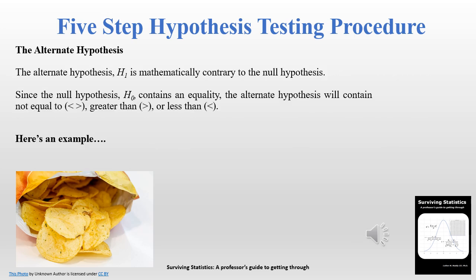We designate the null hypothesis with H sub 0, and the alternate hypothesis we designate with H sub 1. Mathematically, the alternate hypothesis is the opposite or contrary to the null. And since the null hypothesis always contains some form of equality, the alternate hypothesis will contain something like not equal to, greater than, or less than. So let's see how this works with our potato chips with both a null and an alternate hypothesis.